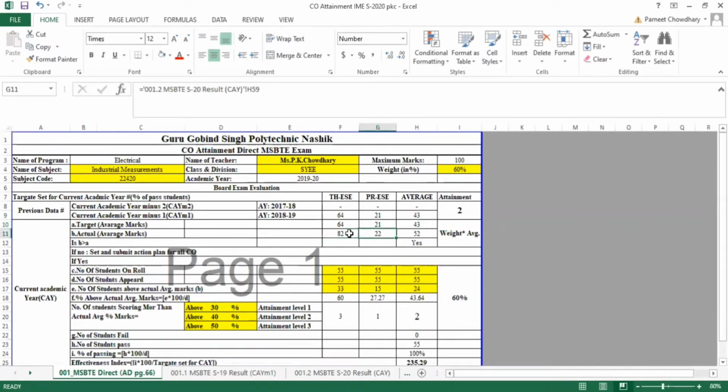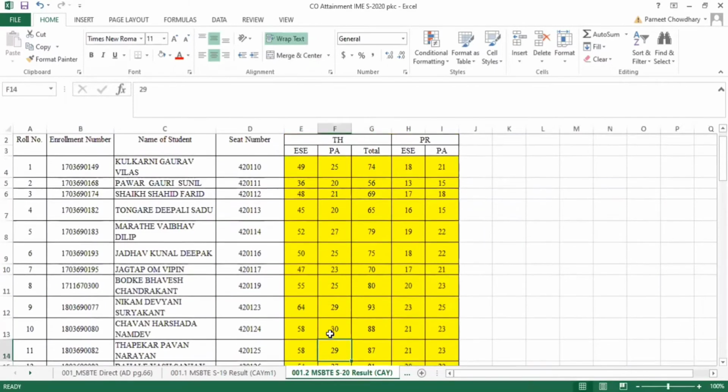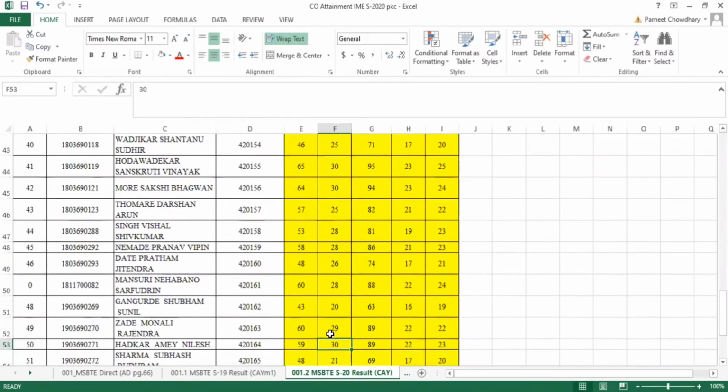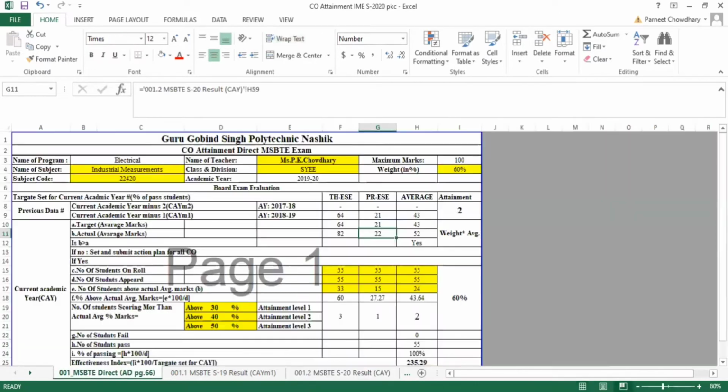Now the actual average marks. You see these are the actual average marks for theory end semester and practical end semester. In 001.2, here at the bottom we have the actual average marks of the theory and practical. So these are the actual average marks, 82 and 22, which we have entered over here. And the last column is nothing but average.